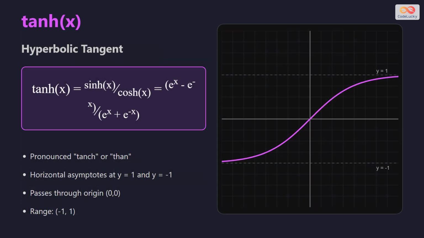The third major function is hyperbolic tangent, or tanh. Just like standard tangent is sine over cosine, hyperbolic tangent is sinh over cosh. The graph is very interesting. It is trapped between -1 and +1. As x gets very large, the function gets closer and closer to 1, but never quite touches it.